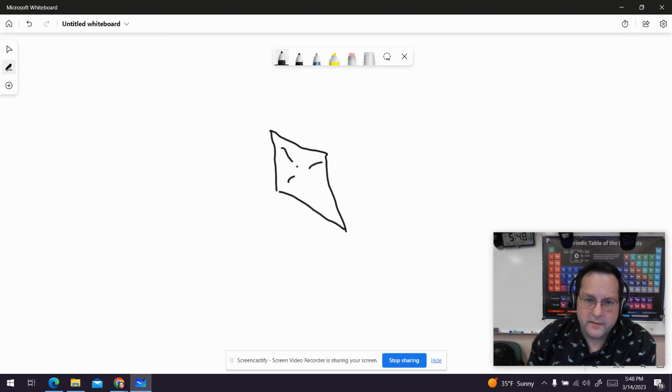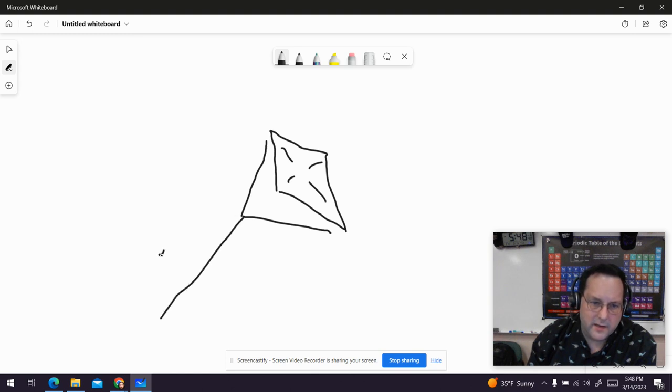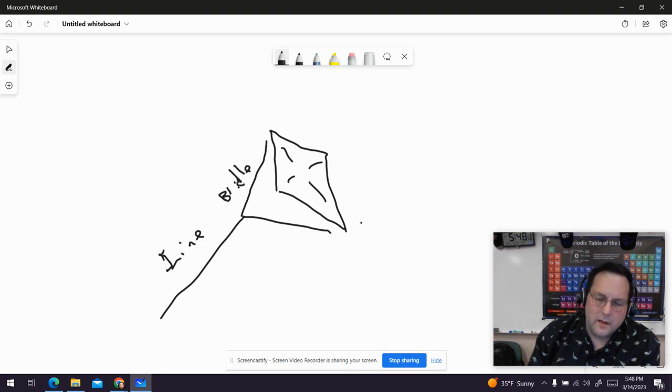It's got the frame here. This is going to be the bridle, let's say, and then here's the line. A little line and the bridle. And on this kite, I'm going to put a tail. I don't know how long it is, but I'm going to put a few other things on this tail to give it a little more drag.